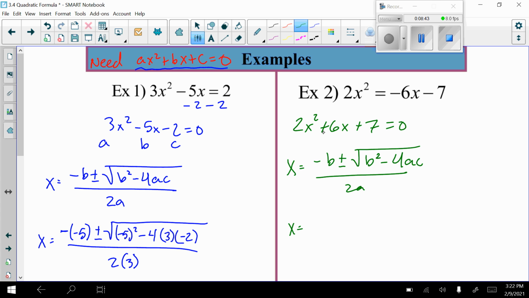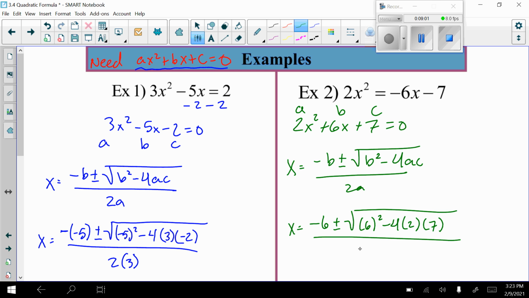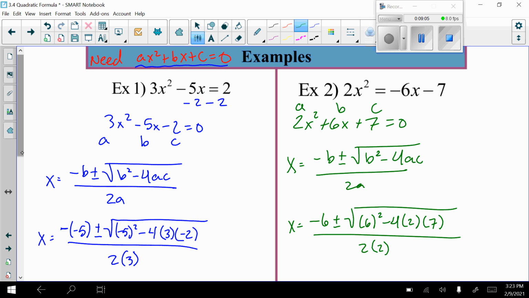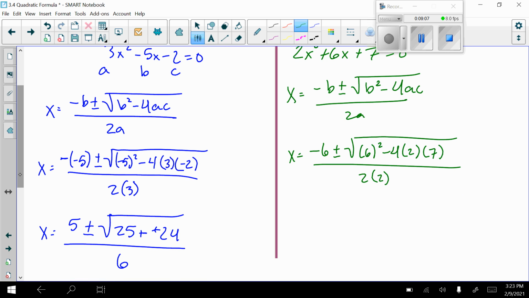Well, I've got a, b, and c. b is 6, so it's -6 plus or minus the square root of b squared. That's 6 squared minus 4 times a, which is 2, times c, which is 7. And it's all over 2 times a, which is 2. Okay. All right, let's see where we go next.